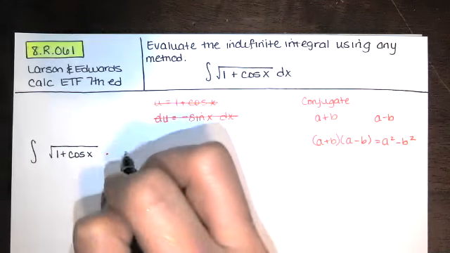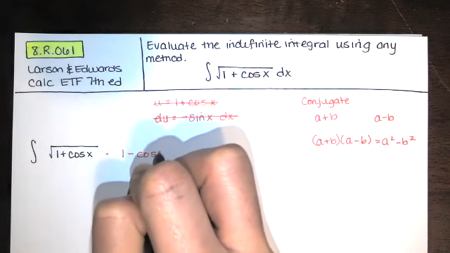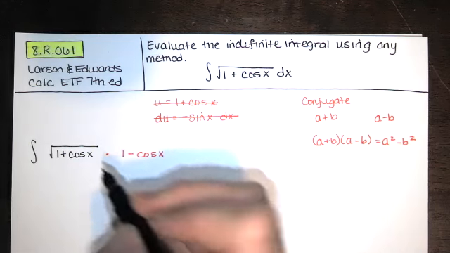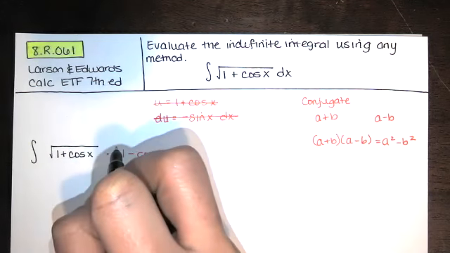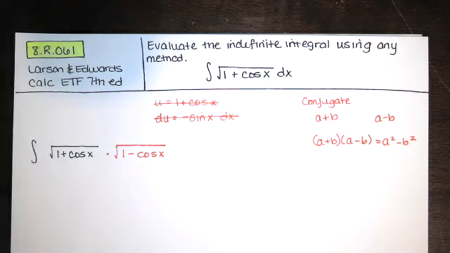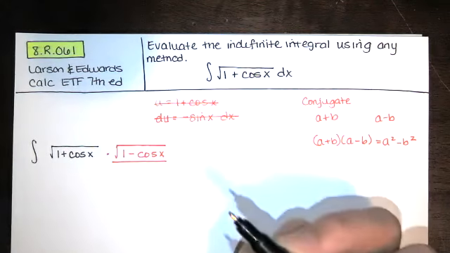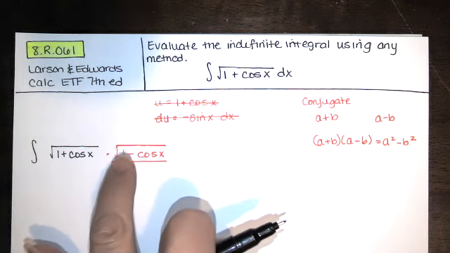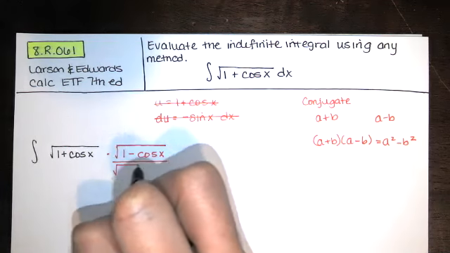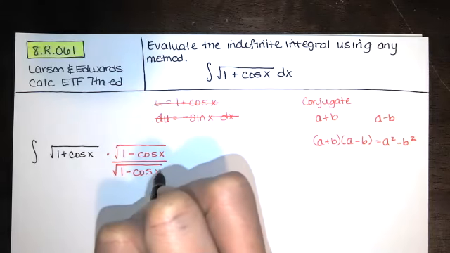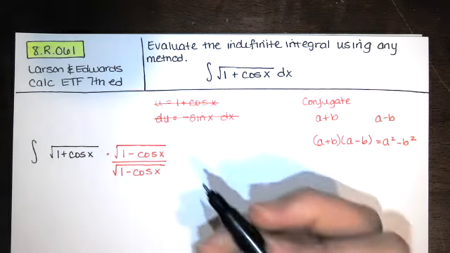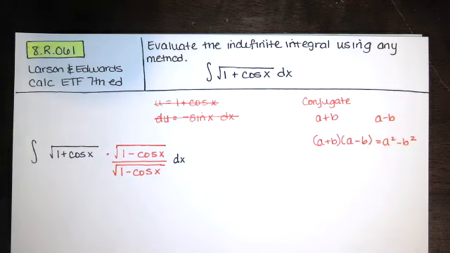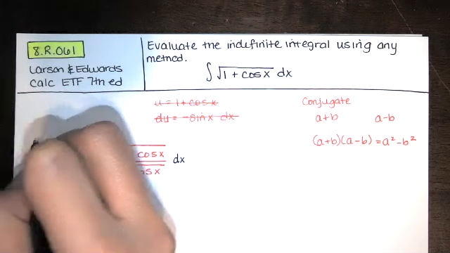The conjugate of 1 plus cosine of x is 1 minus cosine of x. But I can't just multiply by 1 minus cosine of x because I have this square root. So if I want everything to work well, I need to multiply by the square root of 1 minus cosine of x. And then I can't just multiply by that because that would change my entire integrand. So I need to multiply by this conjugate over itself, because that's just multiplying by a well-chosen 1, and that's not going to change the value of our integrand at all. And of course, there's an implied 1 right here. And we might think of that integral sign as much bigger now.